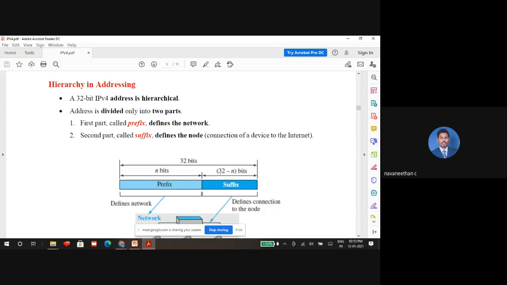What is net ID? Network ID. Host ID means system ID. So instead of that, I'm just saying that the first part will be the net ID, and the second part will be the host ID. Here the first part will be called the prefix, and the second part will be called the suffix.